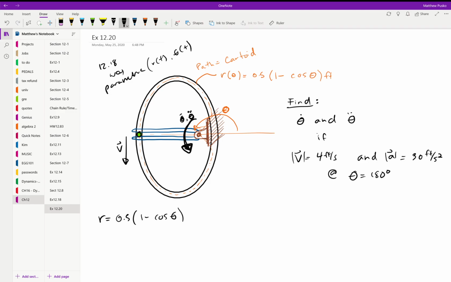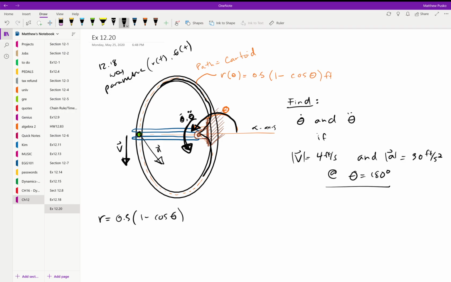It's going on this path of a cardioid, and if you notice, the cardioid kind of goes in right there and follows that orange dotted line. They give us that at this instant the velocity is pointed down, tangent to the path at 4 feet per second, and the acceleration is 30 feet per second. Now the acceleration is probably going to be pointed like this. We'll find out. But this is at the instant theta is 180, and they're actually measuring from the x-axis like a good book.